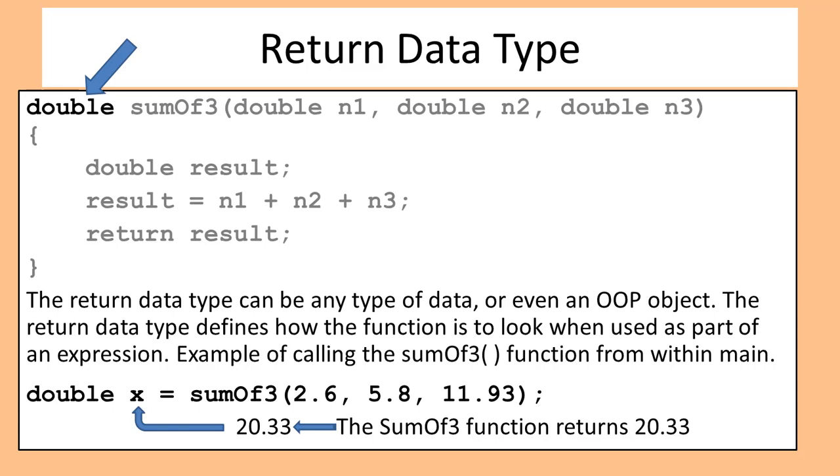Here is an example of calling the sumOfThree function from within main. Main passes the parameters 2.6, 5.8, and 11.93 to the sumOfThree function. When sumOfThree executes, it receives the 2.6, 5.8, and 11.93 into its own local variables n1, n2, and n3. It then computes the sum of the three values as 20.33 and stores the answer in its local variable named result. The return result semicolon statement passes 20.33 back to the part of the code that called the sumOfThree function. In this case, it was called from within main. Main can then place the result of calling sumOfThree, which is 20.33, into its local variable named x.